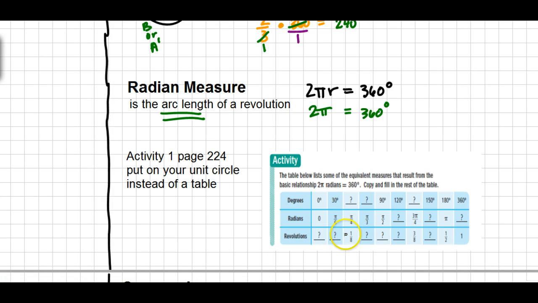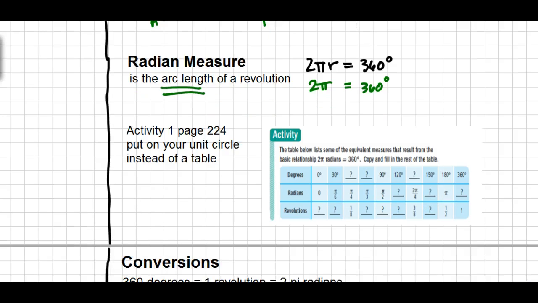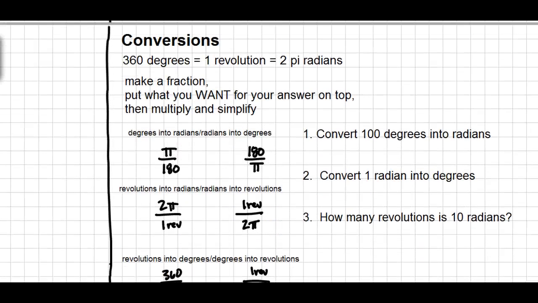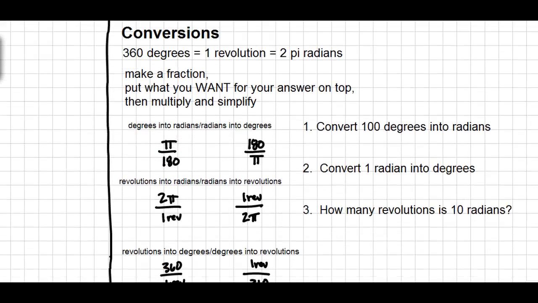So students can go ahead and finish off some of those radian measures which we did not include on the unit circle today. They'll need those for the activity in the homework. So next, let's talk about how to convert.